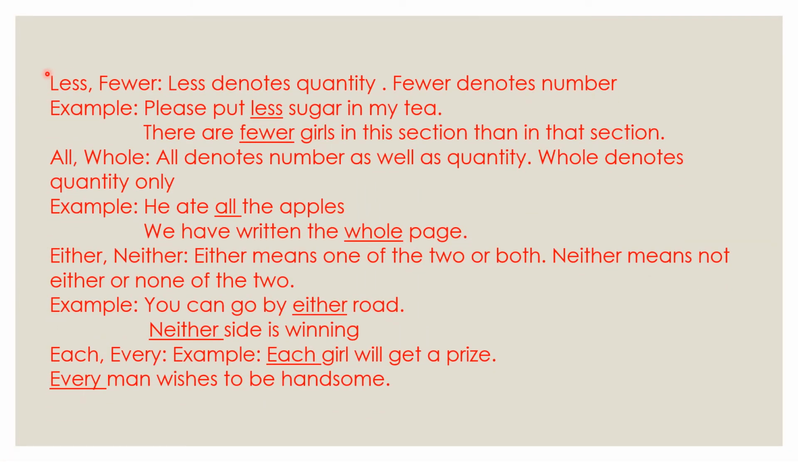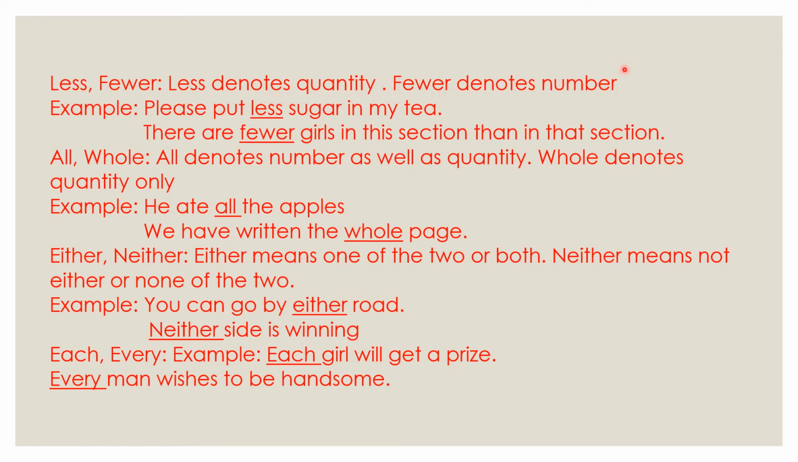Some more examples of some other determiners: less, fewer, all, whole, either, neither, each, every. Let us understand these with the help of examples. Less denotes quantity. Look at this example: Please put less sugar in my tea. So less is a determiner.